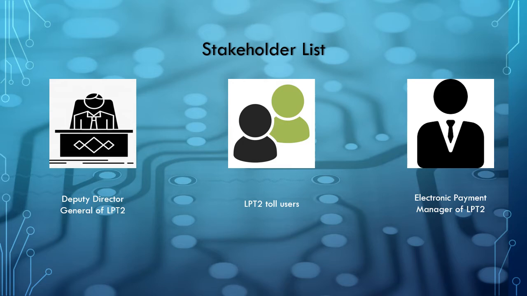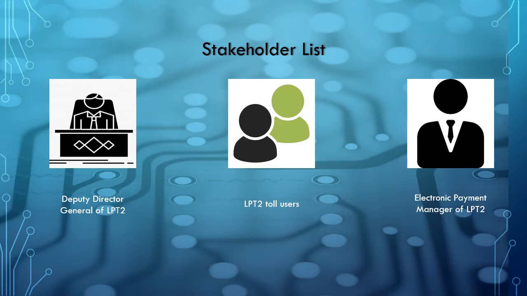Stakeholder list. There are three types of stakeholders in this system. First is the Deputy Director General of LPT2. The Deputy Director General is responsible for the implementation of any new policy decision. He or she has full rights to create a new system with new features.